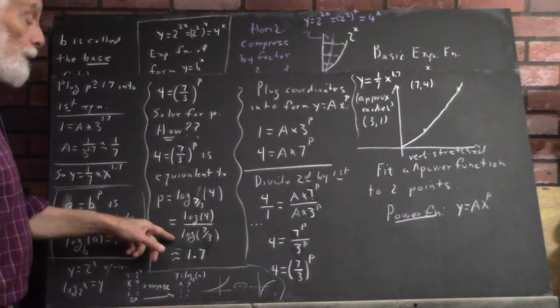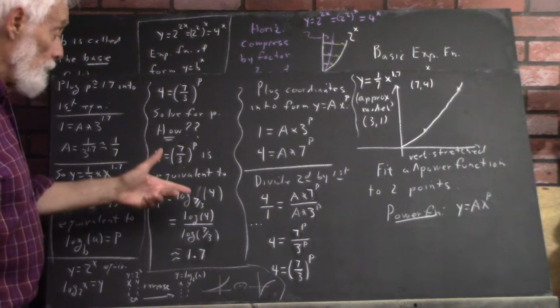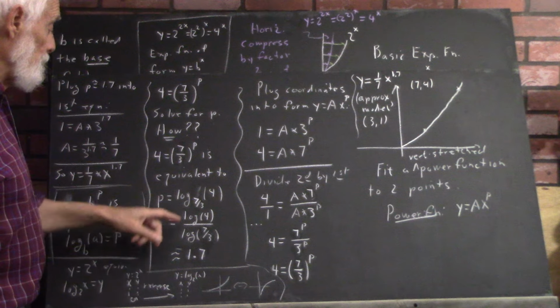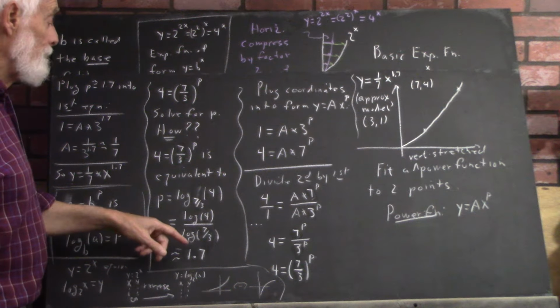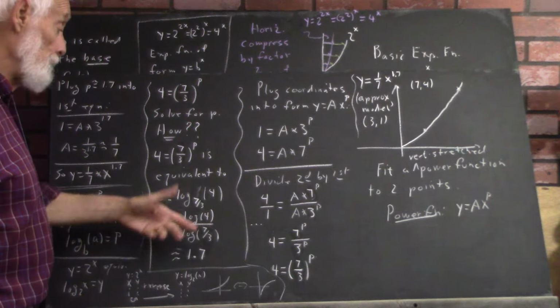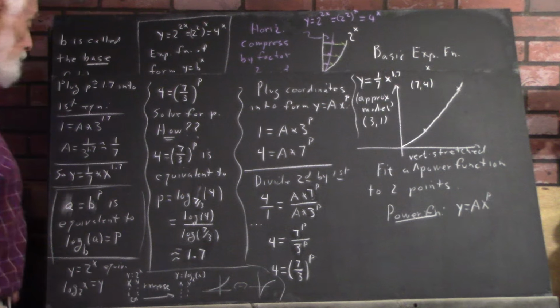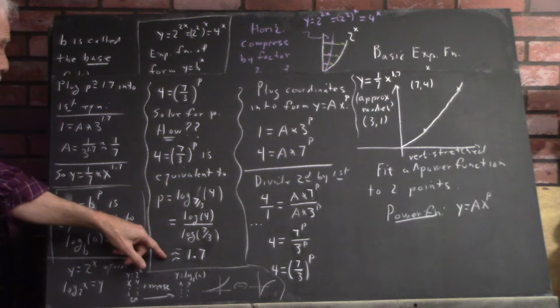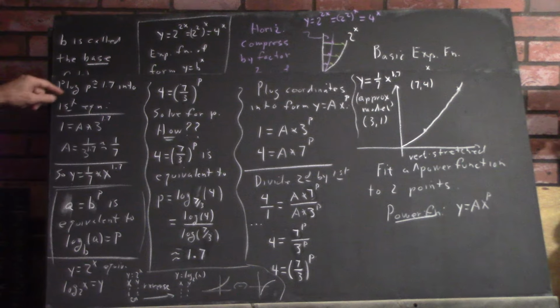And you have log buttons on your calculator, so you could verify and see how close I got in just a few seconds. You just do log of 4, and you divide that by the log of the quantity 7/3. You should get something close to 1.7, maybe 1.8, in that range. Anyhow, you plug that number then into the first equation.